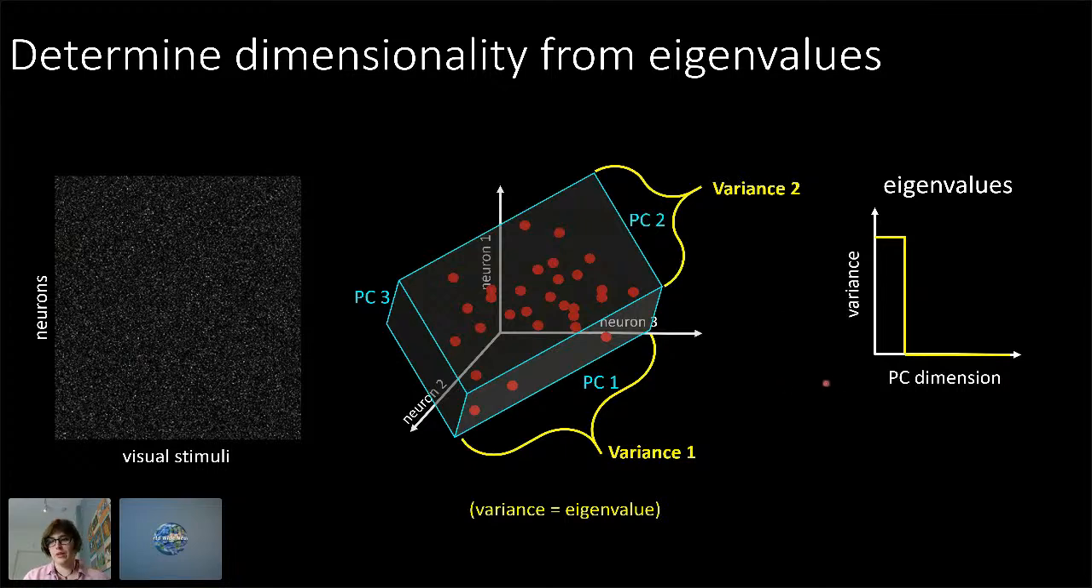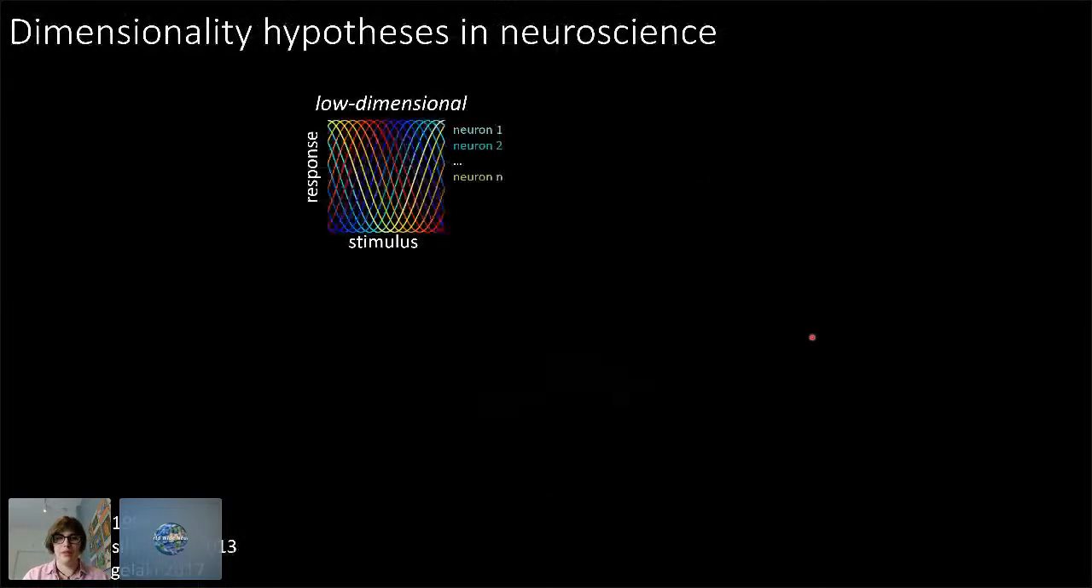Alternatively, you could have a high-dimensional system where the spectrum is flat, and this would mean that every single variance is equal, and that the neural space is exploring many, many different dimensions. It's not able to be contained in this low-dimensional box. So let me make this a little more concrete with a couple examples.